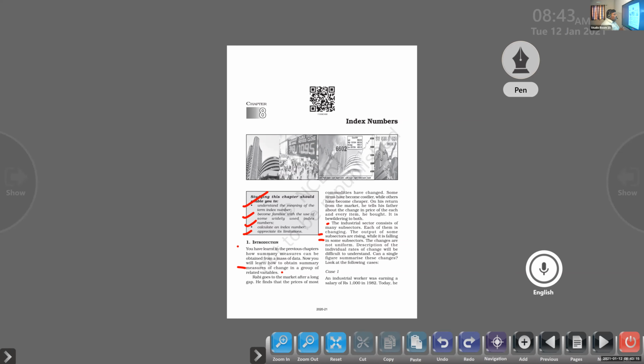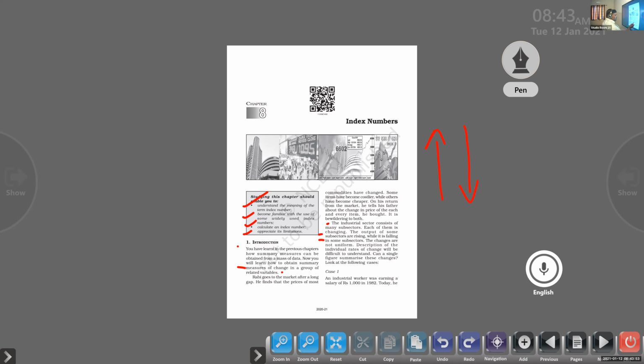The changes are not uniform at all. It is not accurate to say that one subsector's price is increasing and at the same time the same amount is decreasing in another subsector. It is not possible. It is not uniform. So description of the individual rates of change will be difficult to understand. It is very difficult to calculate and understand the changes in different subsectors. So just keep that idea in your mind.